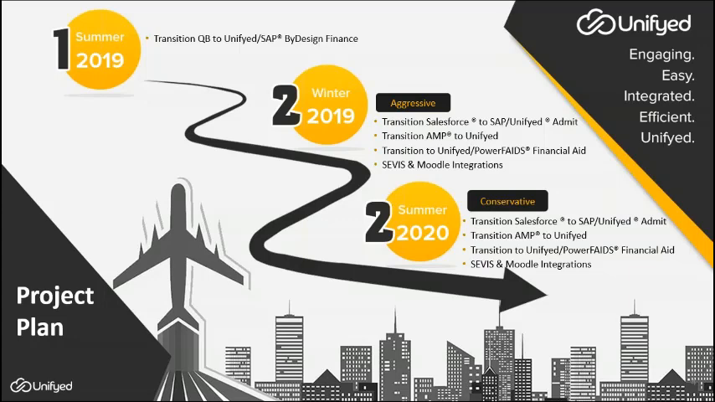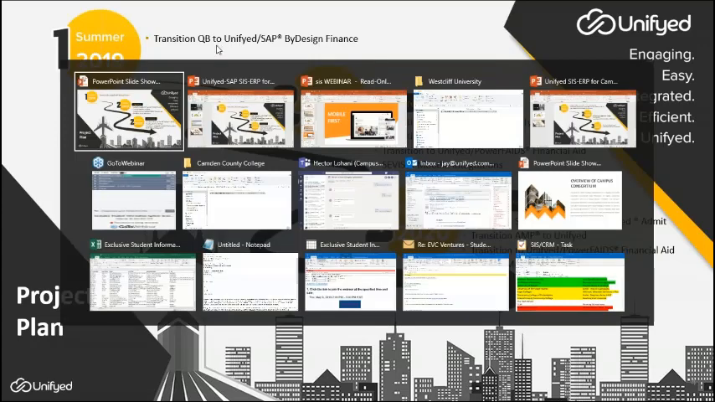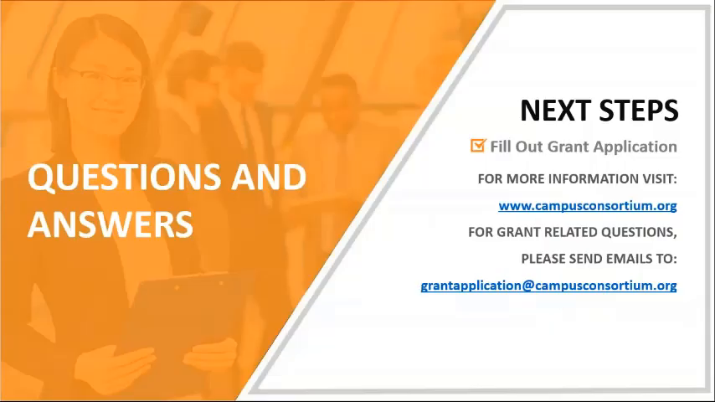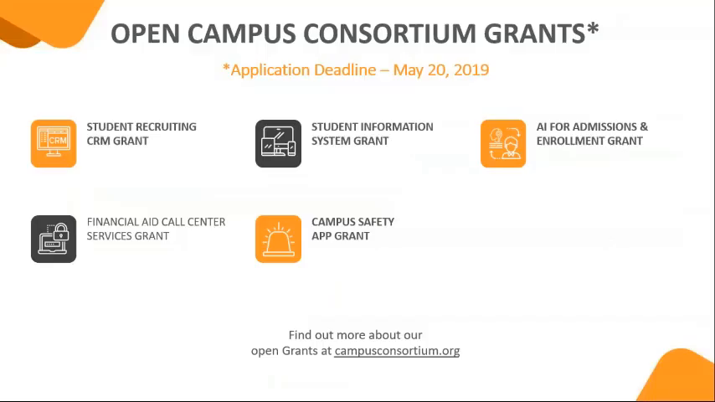A couple of things that we want to follow up on are reiterating the number of grants we still have open between now and May 20th. So we want to share that slide again with some of those outlined, and want to encourage folks to check out campusconsortium.org, where they can learn more information about each of these grants and find the application for those. As you'll see here, there are 4 others, including the Student Information System grant that we talked about today. So please visit the website, check that out.